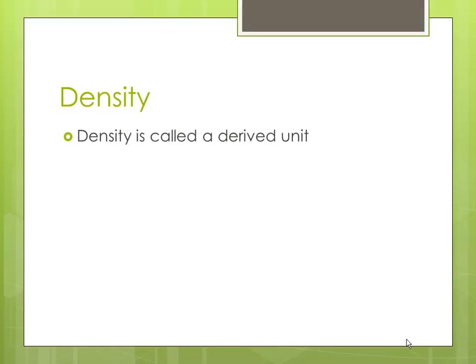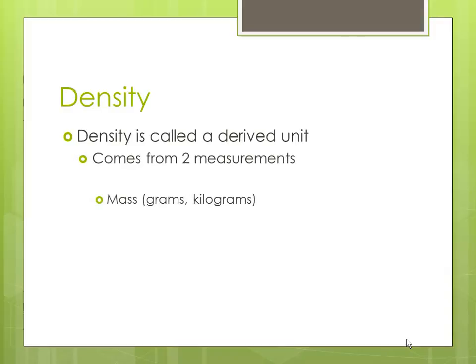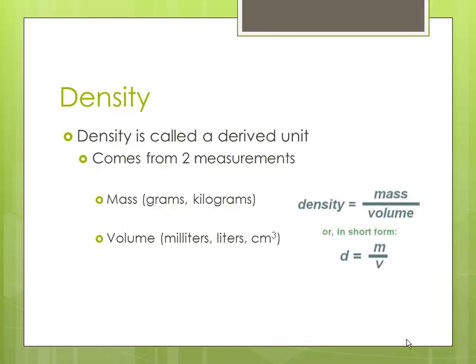Density is called a derived unit, which means it comes from two different measurements. The first measurement is mass, which can be grams, kilograms, pounds, ounces, things you measure mass in. And volume, which should be milliliters, liters, centimeters cubed, fluid ounces. The equation for density comes from the mass divided by the volume, or in short, D equals M over V. M for mass, V for volume.